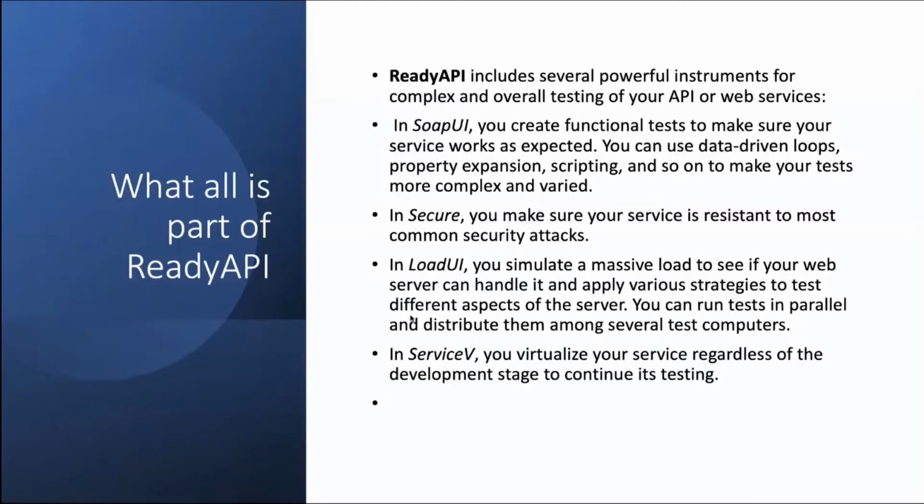How does it provide you this? Ready API includes various other products which are part of SmartBear itself. What all products? SOAP API for functional test. You have security checks. Internally, they have instrumented security test APIs as well. For performance, you can use Load UI. And for service virtualization, they have added something called Service V. So it's a collection of all these capabilities in a single suite. That's what is Ready API.